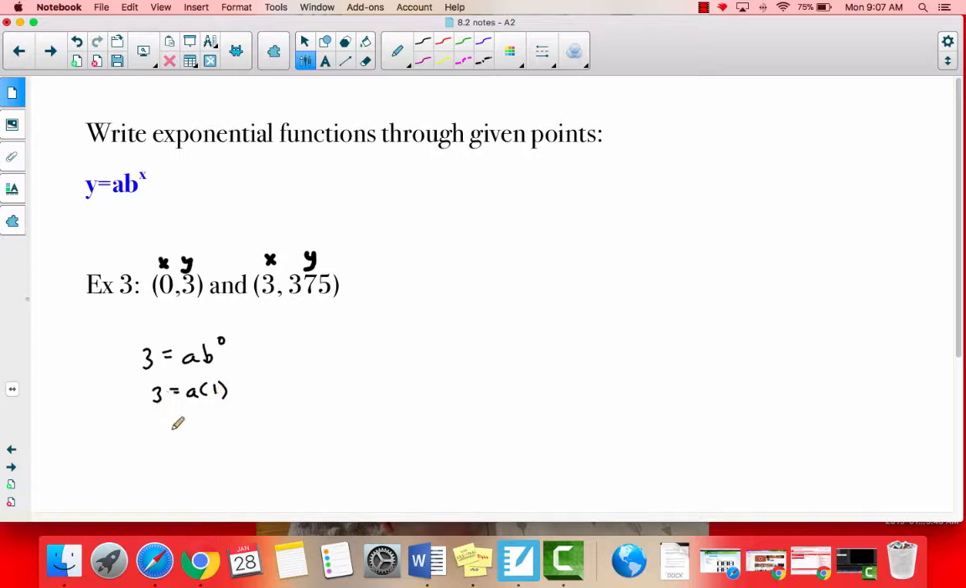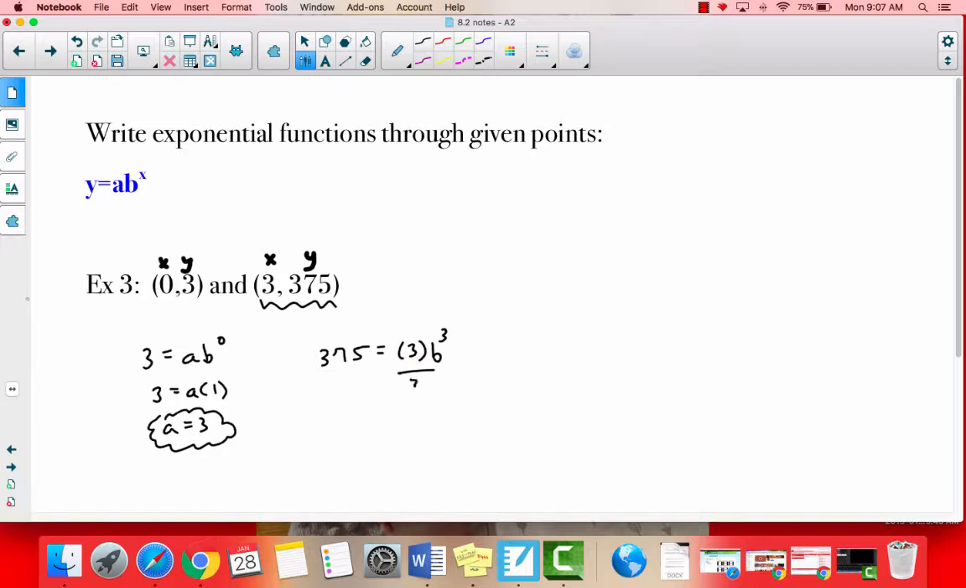And if we divide by 1, we get that a is equal to 3. So already, just because we had a 0 here, we know that a is equal to 3, so this is good. And then I'm going to do the same thing for the other point here. I'm going to plug those x's and y's in. So I'd have 375 equals, we know what a is now, so that would be 3, times b to the 3rd power. And now we need to go ahead and solve.